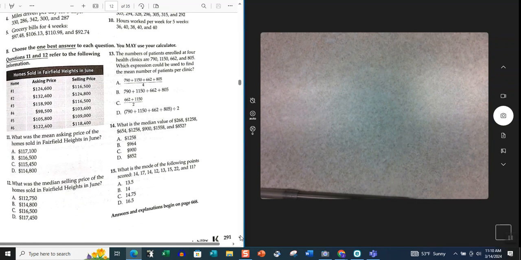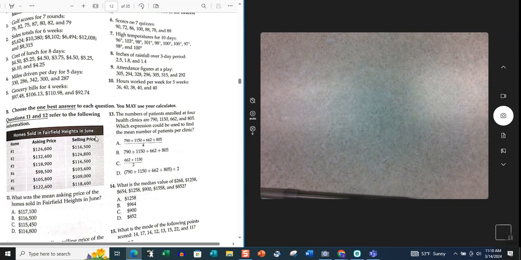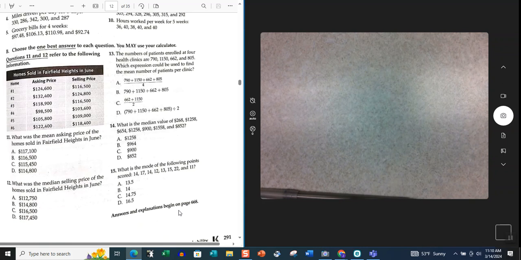So now, mosey on down here. It says for B, choose the one best answer to each question. You may use your calculator. Questions 11 and 12 refer to the following information. They give us an asking price and selling price for these homes sold in Fairfield Heights in June. What was the mean asking price of the homes sold at Fairfield Heights in June? So what we would have to do, the mean asking price, we have to add all these up and divide by 6.